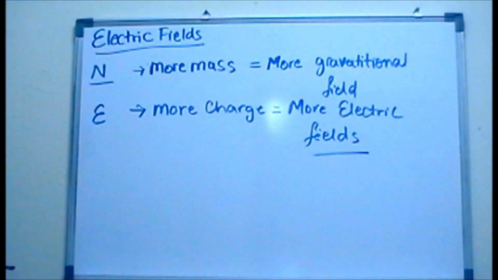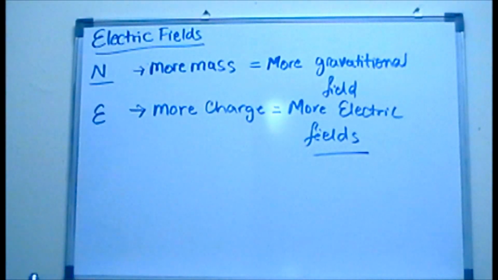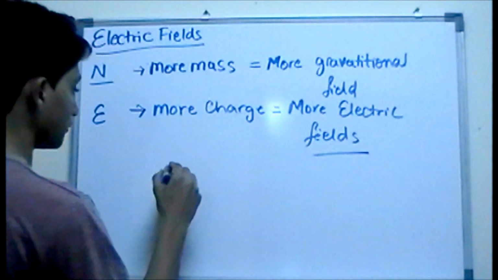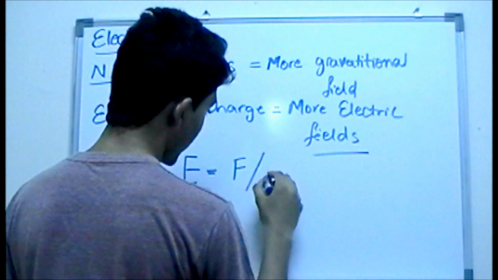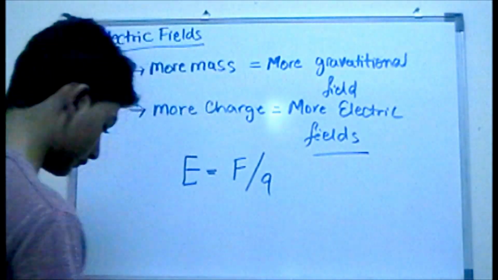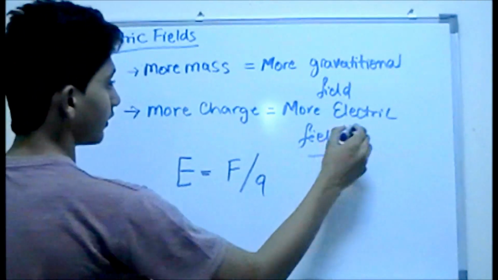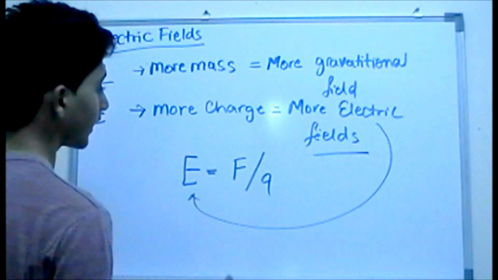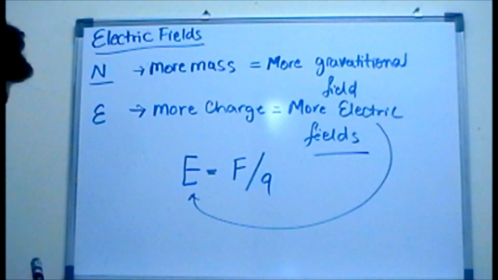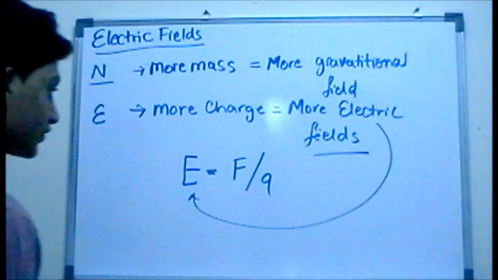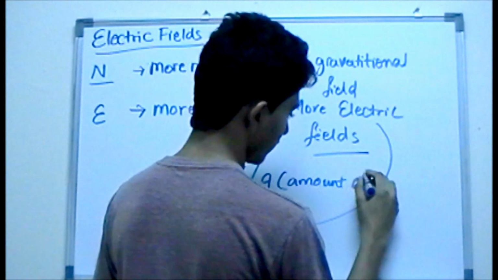Okay, and we can actually calculate the electric field by using the equation which basically says E is equal to the force divided by Q. Now E represents the electric field, and force, which we already talked about in the equation of the force, and Q represents the amount of charge.